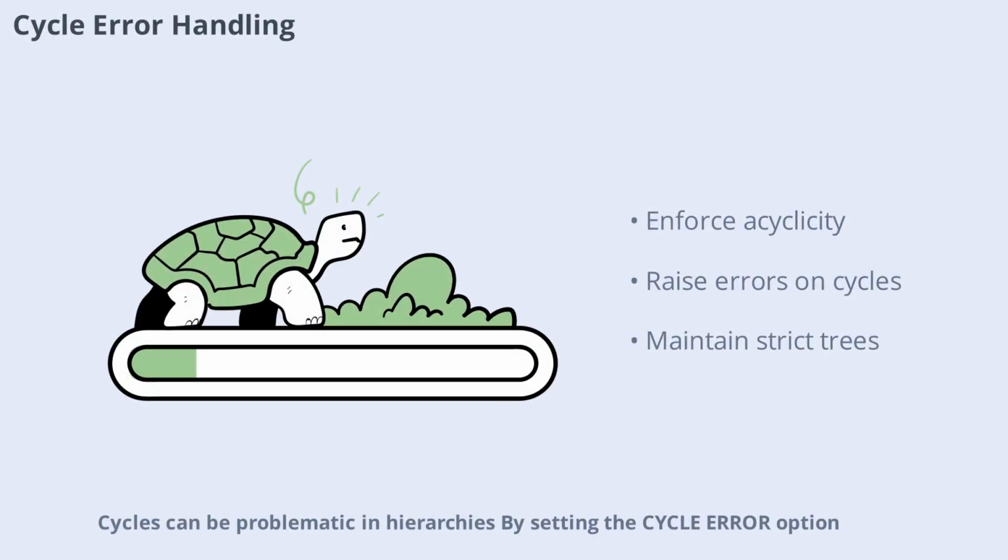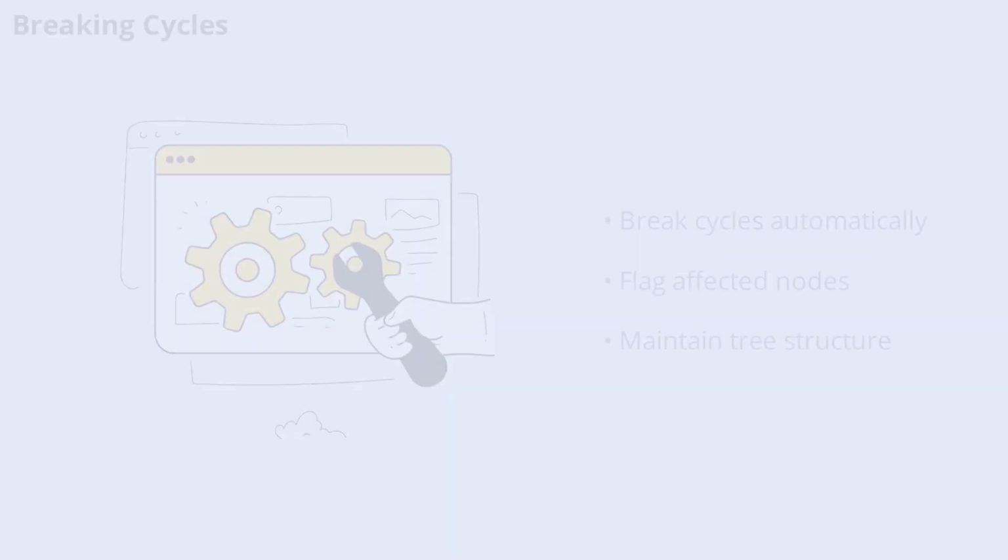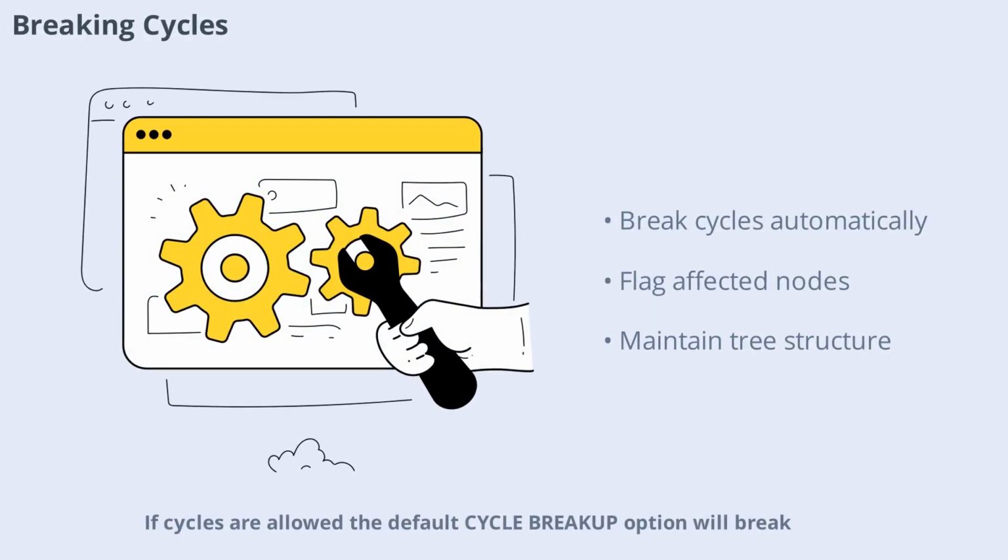By setting the cycle error option, you can enforce strict acyclicity, causing the function to raise an error if a cycle is detected. This is essential for applications where cycles are not allowed, such as strict organizational charts or category trees. If cycles are allowed, the default cycle breakup option will break the cycle and flag the affected node. This ensures the hierarchy remains a tree, even if the source data contains loops. The flagged nodes help you identify where cycles occurred so you can review or clean up the data as needed.